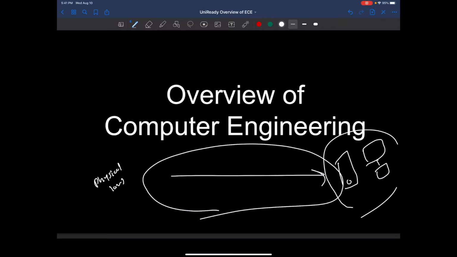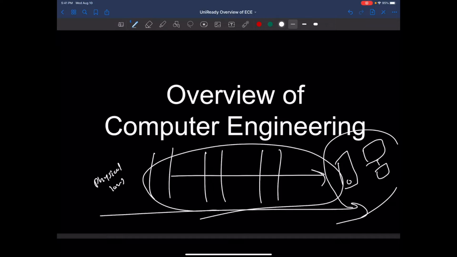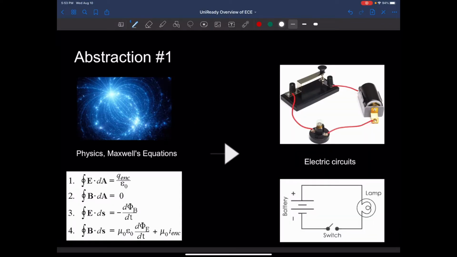And every single course in your computer engineering degree is going to be dealing with one layer of abstraction within this kind of stack of abstractions that we make to get to these systems. And the first of these abstractions is going to be the abstraction from physics, more specifically electromagnetism, which is governed by Maxwell's four equations, and electric circuits.